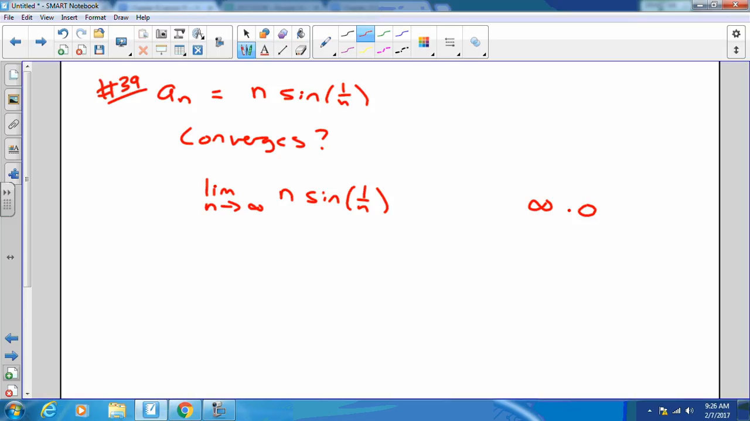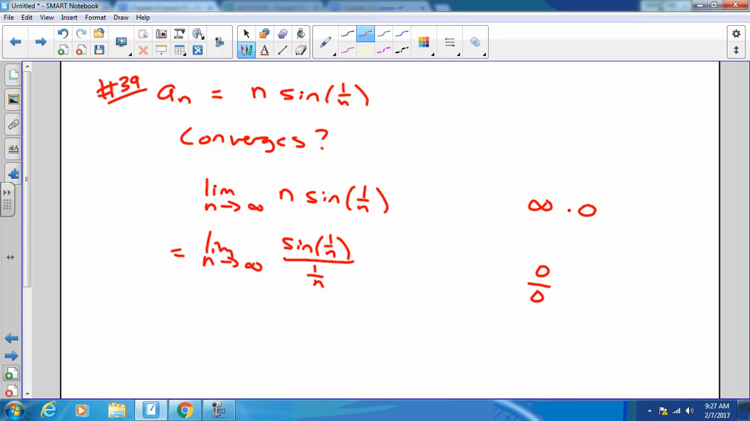So we need to do some algebra here. Can you think of any possible algebraic things that we might do? Yeah, or just divide by 1 over n. Probably the easiest way to see it. And now as n goes to infinity, 1 over n goes to 0. So my form has now been converted into the form 0 over 0.